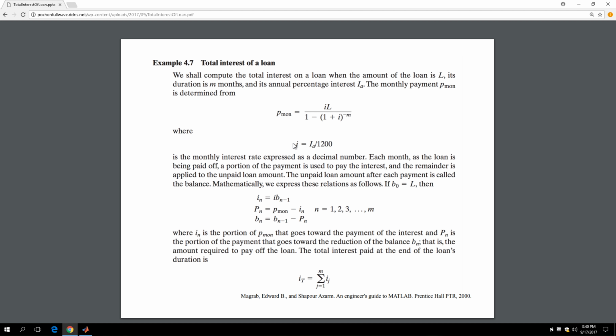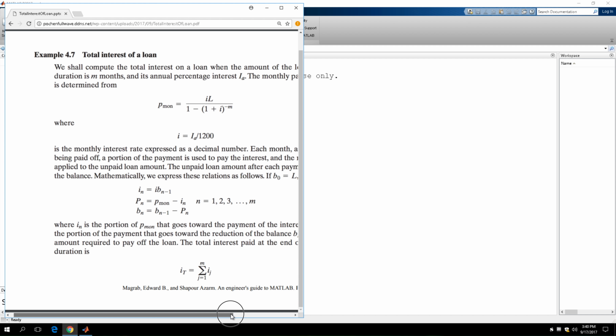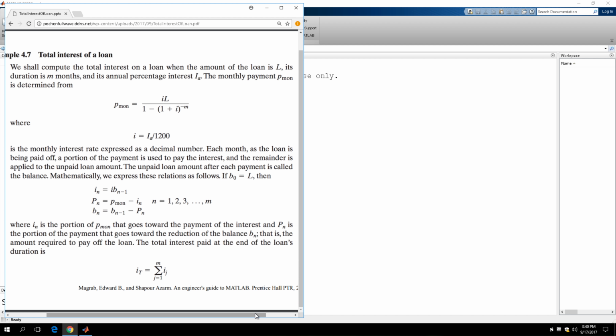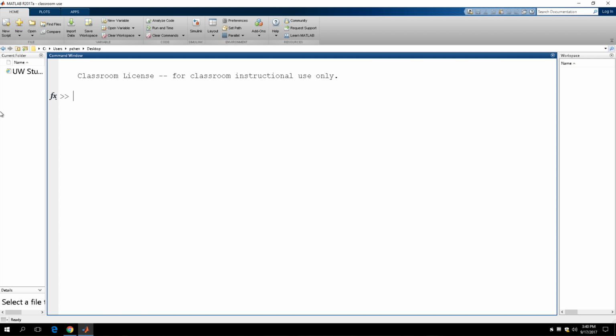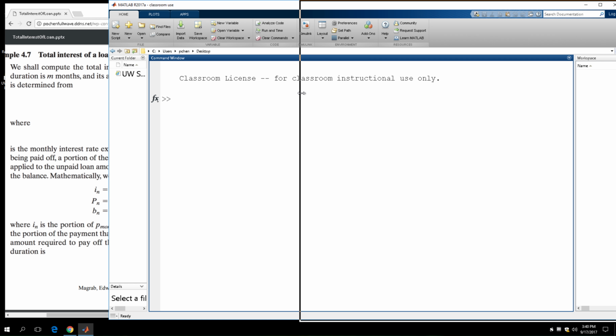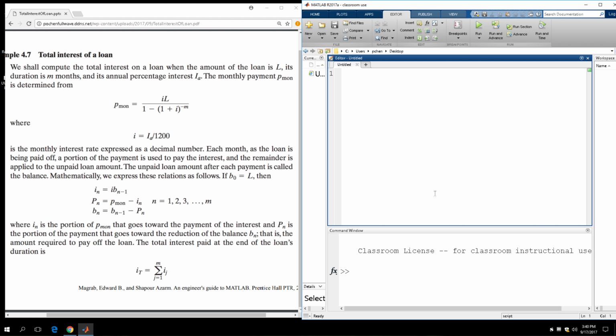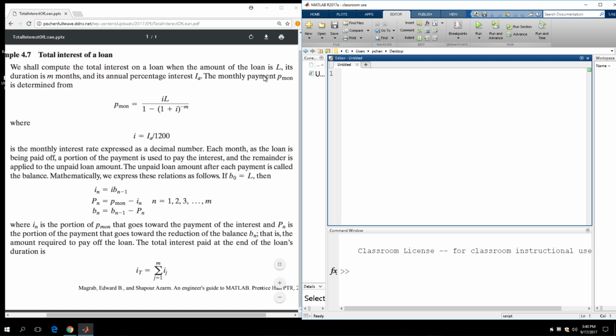So let's go back to MATLAB and build this program one step at a time, a little bit at a time. Again, I have to rearrange the windows so I can see the problem. Let's create a new script. Before we create a function, let's write a script first. We need 5 containers, and 3 of those, the amount of loan, the duration, and the annual percentage interest, can be gathered from the user.